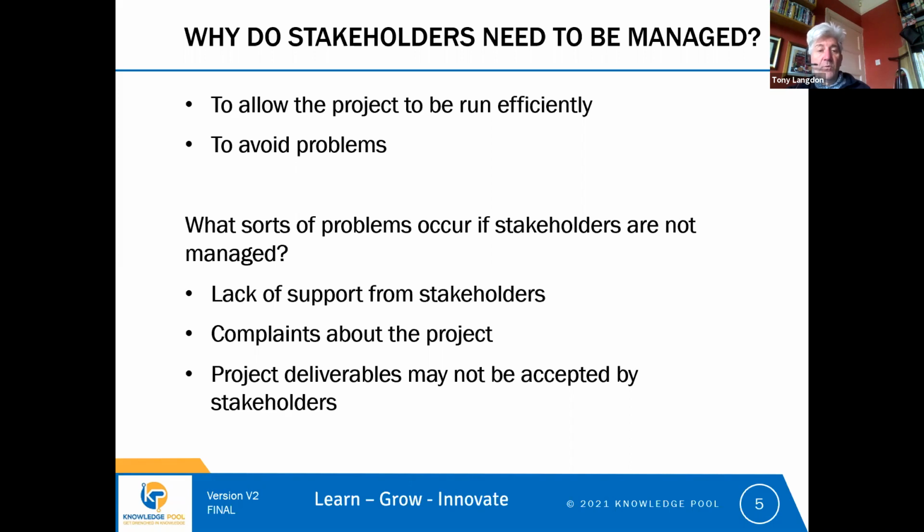And we can think about the reasons why we manage stakeholders as also being to avoid the problems that happen if we don't manage stakeholders. So what can happen if we don't manage stakeholders is there can be a lack of support from them. If we don't explain the project, if we don't explain what we need from stakeholders and when we're going to need it from them, then the stakeholders will have a hard time responding to the project and supporting the project in a timely fashion.